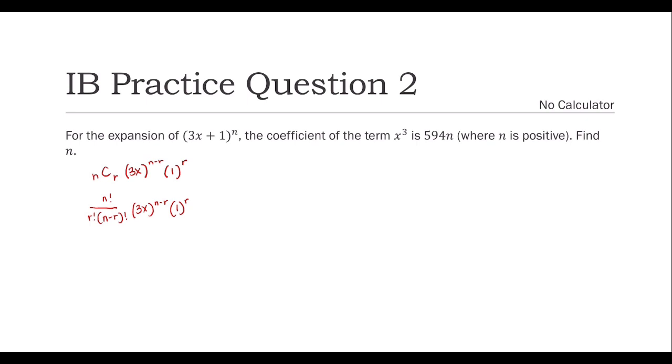So we're trying to find our x cubed term. So this part right here needs to equal 3. So n minus r equals 3. So we know that r equals n minus 3. So we're going to do some substituting.